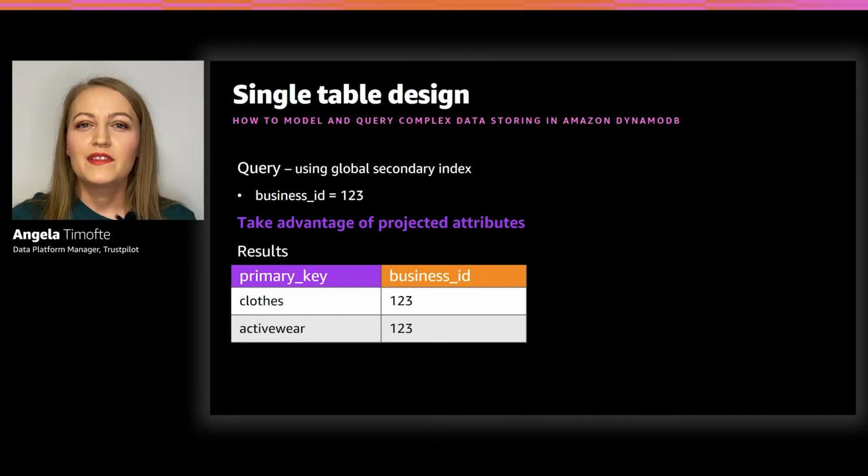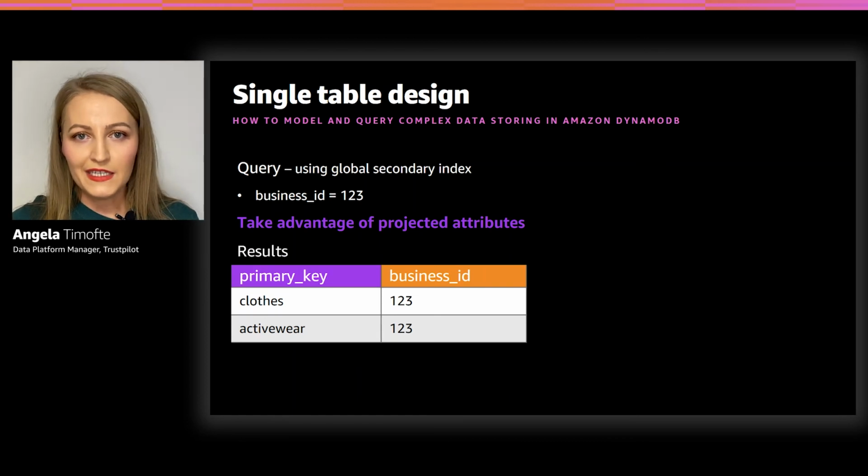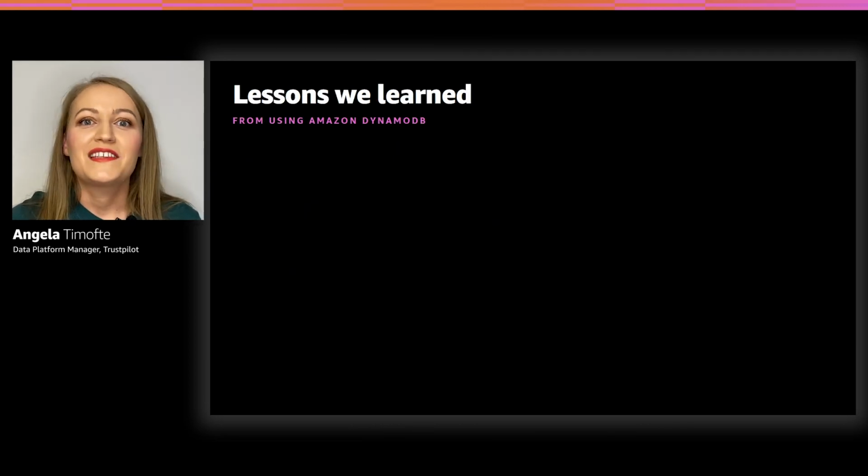And of course, the example that I'm sharing with you here is quite small, but imagine if you had a huge table with a lot of data in it, and then you were to project all the attributes and pay double for that data, even though you don't need it. So really think about this when you use secondary indexes. And with that, let's look at some lessons that I want to share with you.